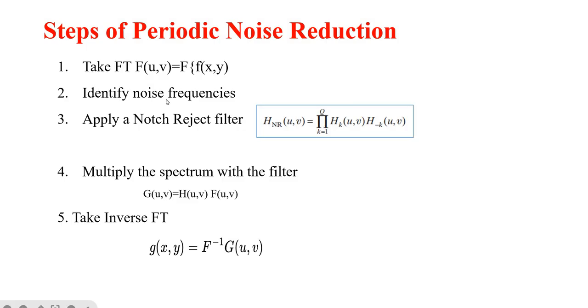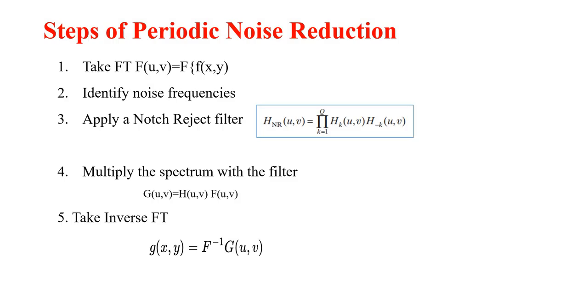Now, the second step is to identify the noise frequencies. Suppose we visualize the magnitude spectrum, where the image components are concentrated near the center and the noise components appear as pairs of bright spikes. These spikes show the exact frequency where the periodic noise is added. So that is how we identify the noise frequency.